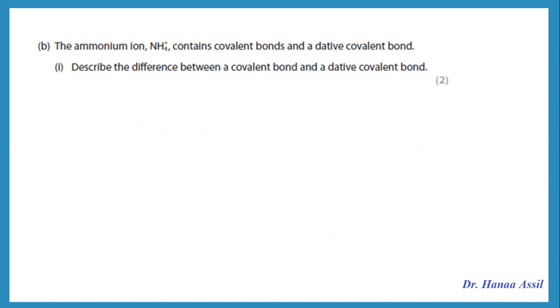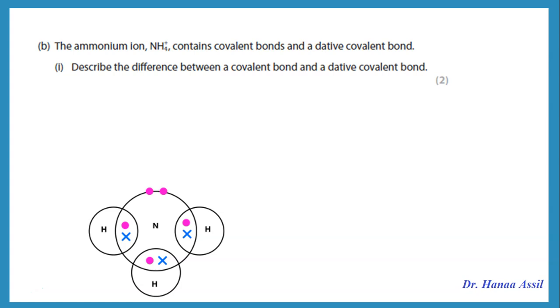The ammonium ion contains covalent bonds and dative covalent bonds. Describe the difference between a covalent bond and a dative covalent bond. Remember, this is ammonia. Ammonia is nitrogen with 3 hydrogens, in which we are sharing 3 pairs of electrons, and in each of these pairs we have 1 electron from the nitrogen, 1 electron from the hydrogen. This is called a covalent bond.